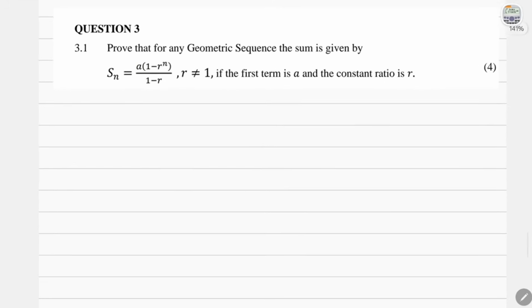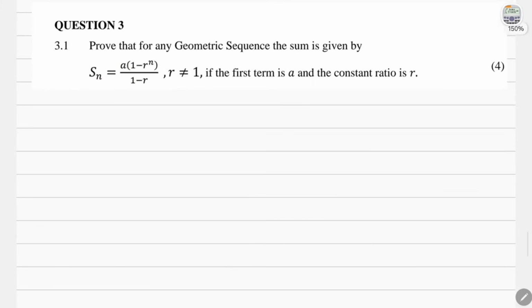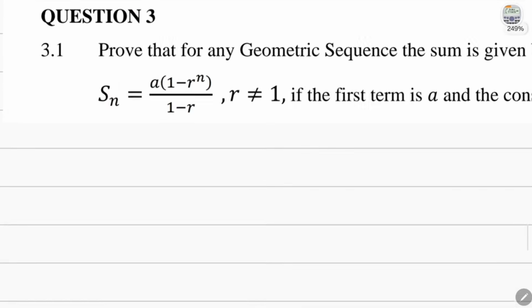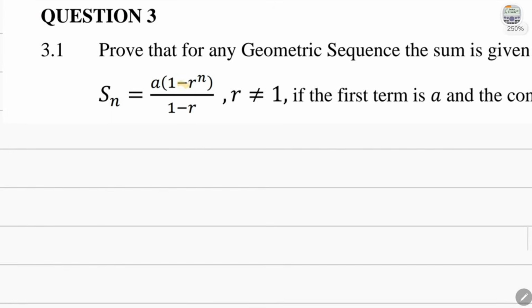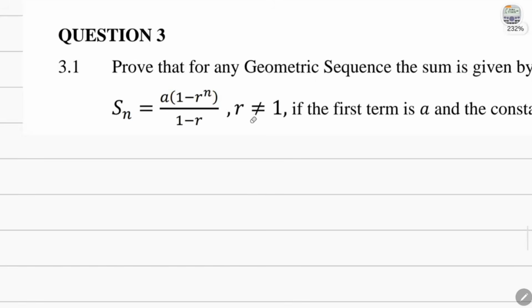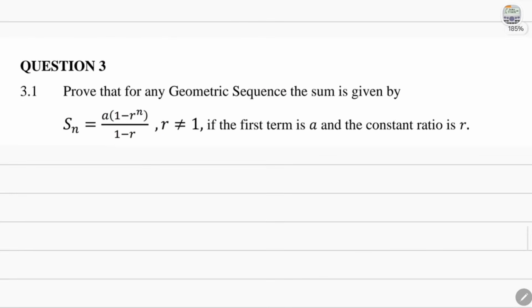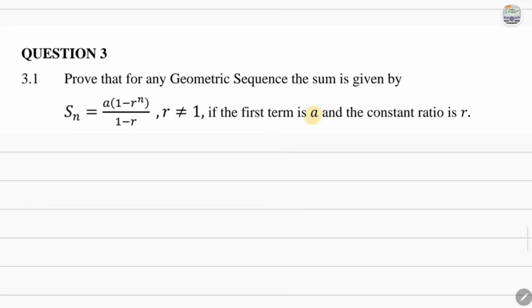Question 3.1 says, prove that for any geometric sequence the sum is given by Sn equals a, okay, and this is the one that says 1 minus r raised to the power of n over 1 minus r, where r is not equal to 1, if the first term is a and the constant ratio is r.